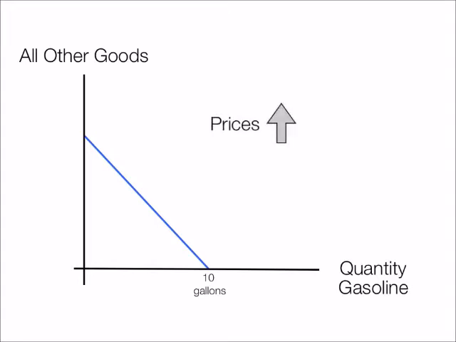When prices rise of gasoline, in this case, we see that less can be consumed, so the budget line shifts inward. On the other hand, when prices go down, we see the budget line shifting outwards, and the person can purchase more gasoline.